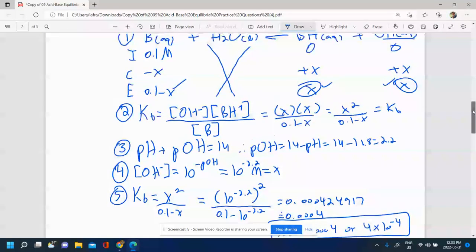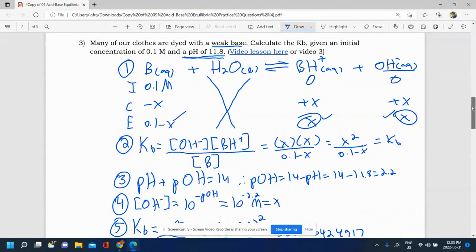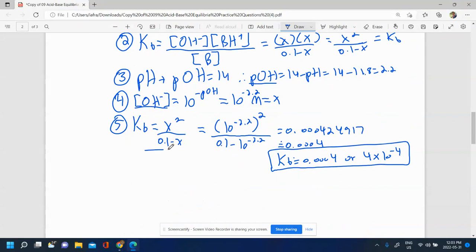And so what we did is we made an ice table for the weak base. We used our information for the initial concentration to fill out the ice table. We made a Kb expression, as you can see over here, and we replaced it all by the x values. We had to find the x value, which we could find by using the pH, by converting that to a pOH first, and then that pOH could be converted to the concentration of OH minus, which is in our ice table as our x value. And so once we have our x value, then we can go and plug it into our Kb expression over here, and we get our Kb as we see over here.